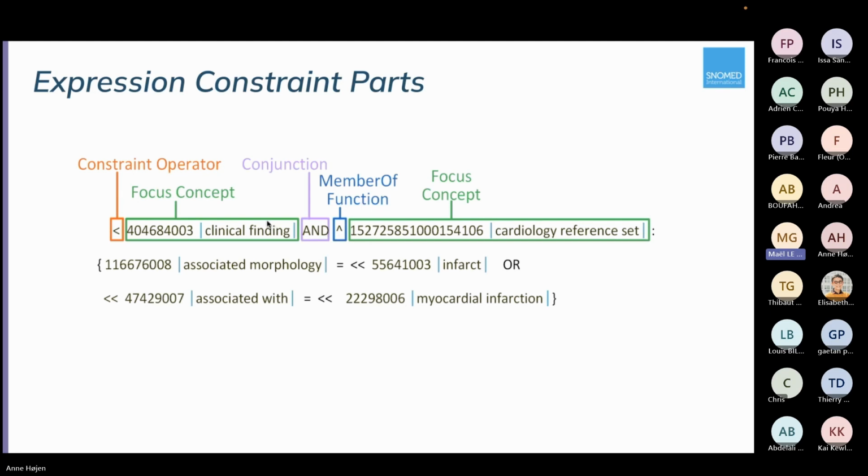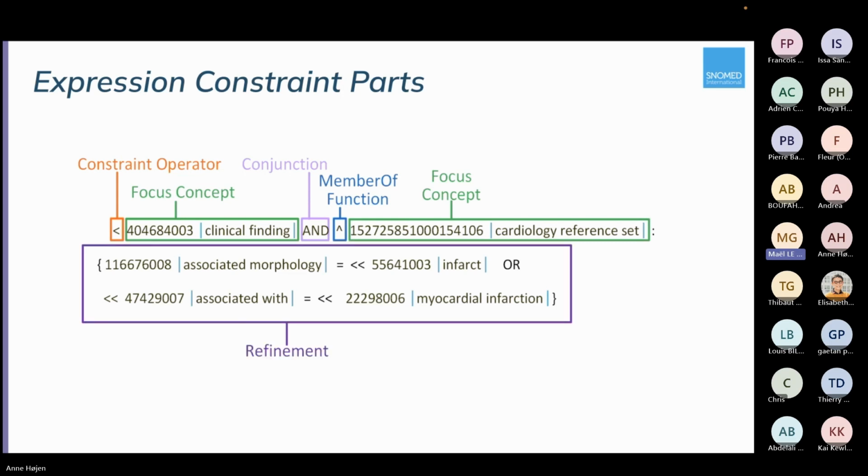So the first part of this expression constraint says give me all the concepts in SNOMED CT which are types of clinical finding and are members of the cardiology reference set. So imagine that you have created a subset that consists of concepts that are organisms, procedures, findings. So you have a big cardiology reference set, which includes a mixture of concepts. But now you want to extract those members of the cardiology reference set that are only clinical findings. That's what you would get from this.